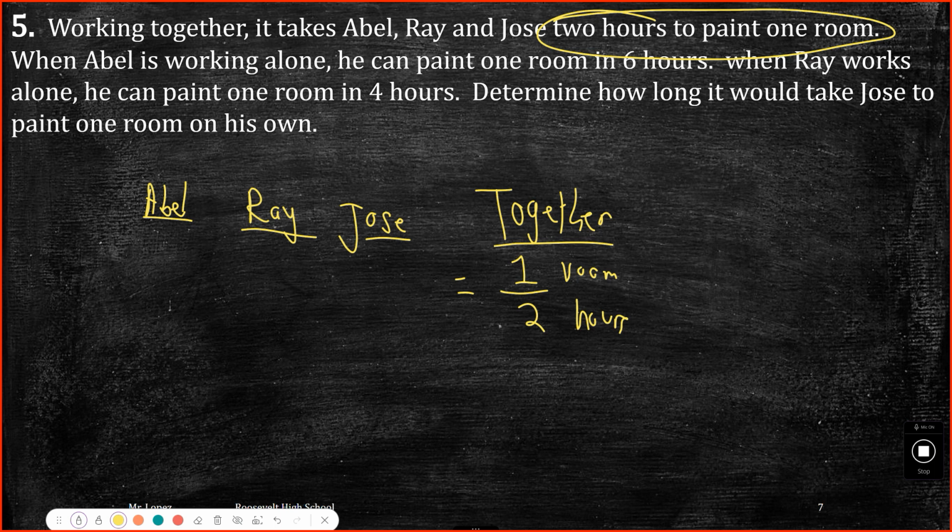And then all of them together would be, well, individually, let's break it down individually, no? Abel working alone, he can do what? 1 in what? 6 hours. Ray? 1 in 4? And then Jose is the one we're trying to get, no? 1 over X if you wanted to.